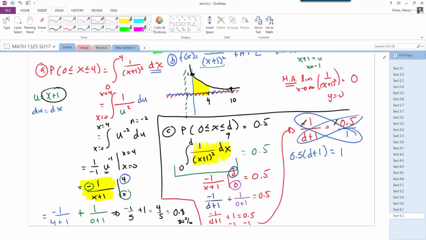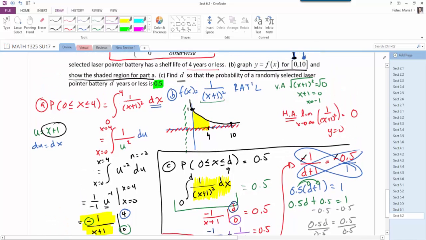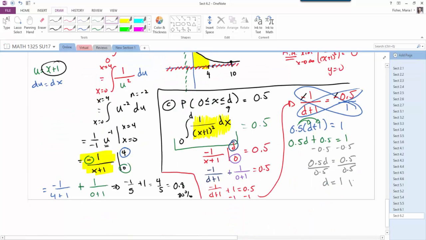So let's go ahead and distribute now. Well, 0.5 times d is 0.5d. And 0.5 times 1 is 0.5. And that's equal to 1. So now subtract off that 0.5 from both sides, and I get 0.5d is equal to 0.5. To solve for d, you need to divide by 0.5, so d is equal to 1. So that means that d has to be 1 year so that the probability would be 50%. So d would have to equal 1 year. That's it for section 6.2.